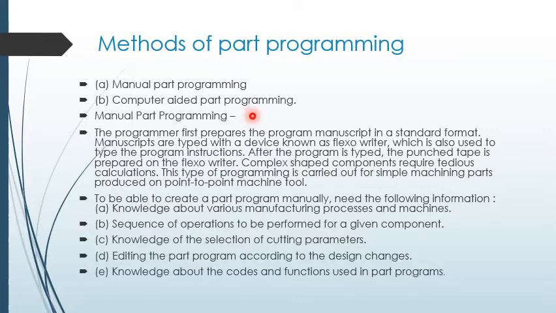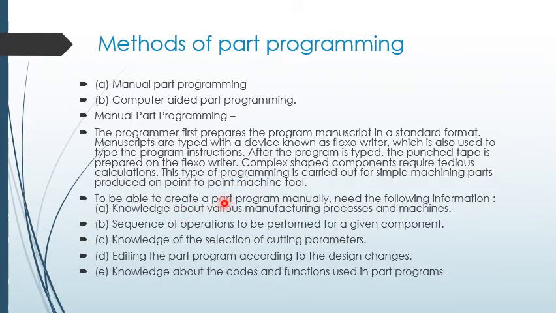In manual part programming, the programmer first prepares the program manuscript in a standard format. The manuscript is typed with a device known as a flexowriter, which is used to type the program instructions. After the program is typed, the punch tape is prepared on the flexowriter. Complex shaped components require radius calculation. This type of programming is carried out for simple machining parts produced on a point-to-point machine tool. So where we have simple parts, we use this kind of manual part program.